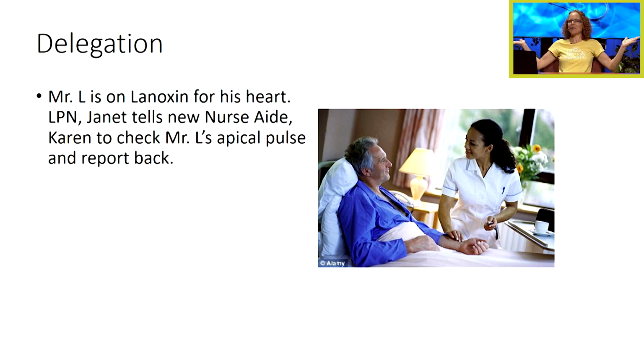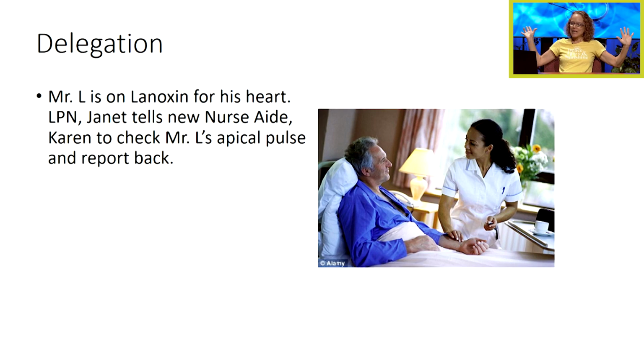What do we do to check an apical pulse? Properly checking an apical pulse is using your stethoscope, putting it on the apex of the heart, and listening for 1 full minute, counting the beats per minute. And in that 1 full minute, you come up with a number, which is the apical pulse in 1 minute, okay? So what went wrong here?